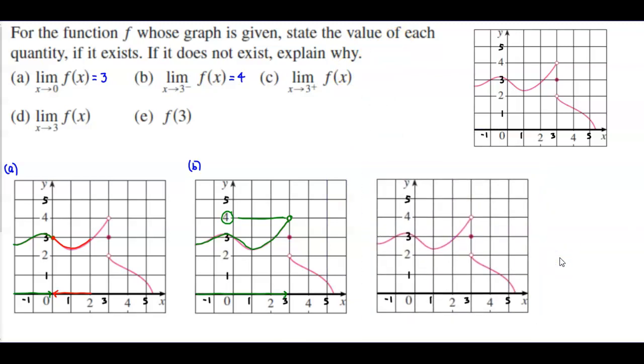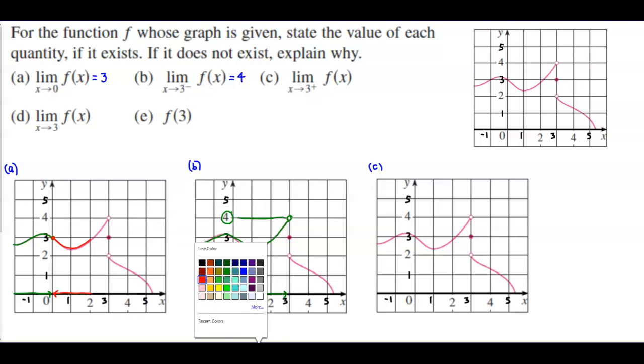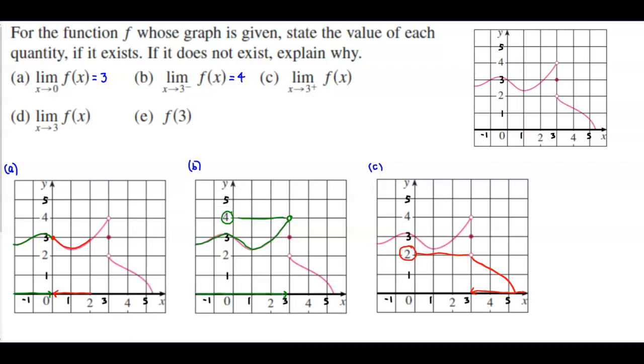Okay, let's take a look at part C. Part C is asking us, what is the limit of the function as x approaches 3 from the right? So as x is approaching 3 from the right, this function is approaching what value? Well, it's approaching the value of 2. So the answer is 2.